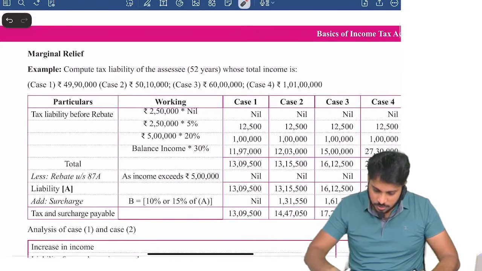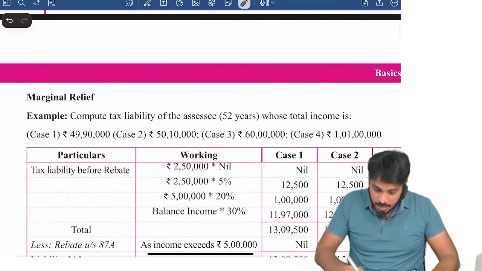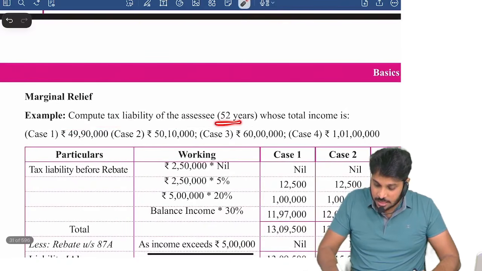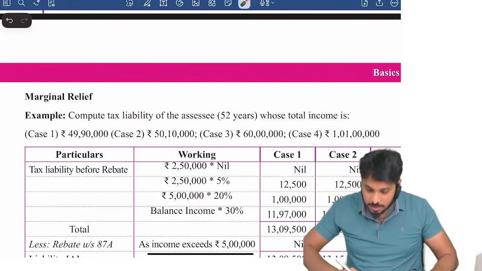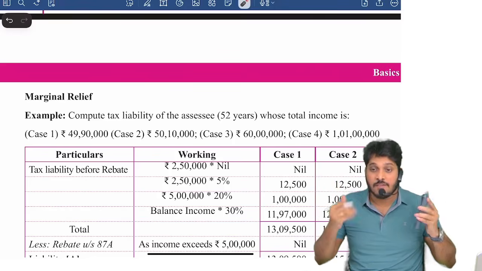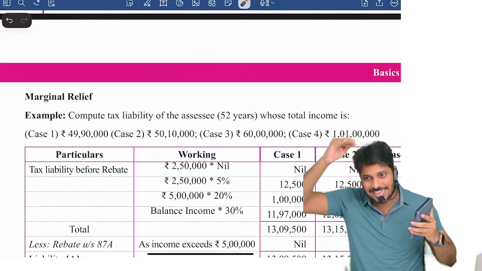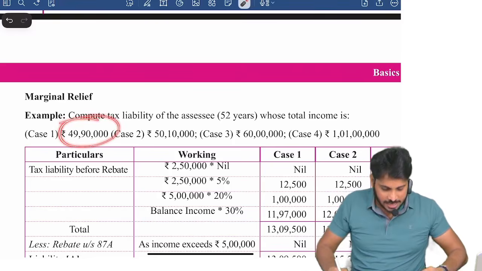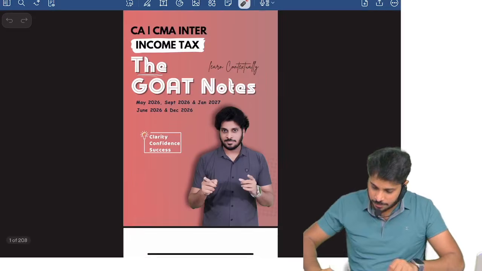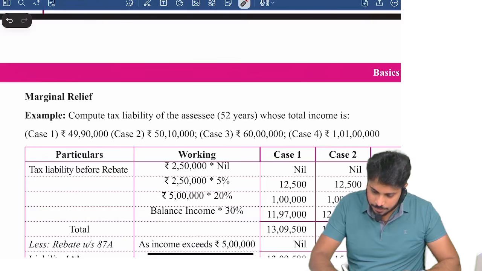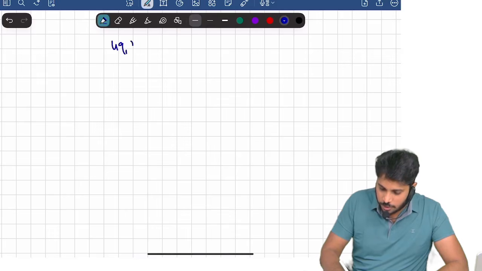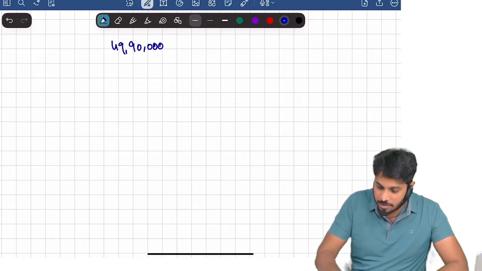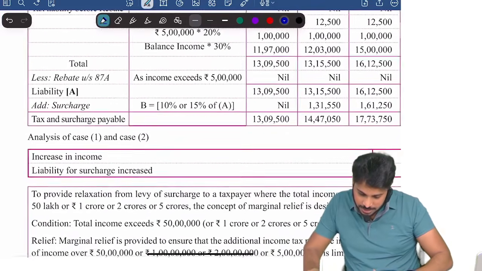Next, then surcharge points we already understood. Surcharge point. Now you see there is an example which is given. Compute tax liability of the individual, 52 years, whose total income is given in 4 cases. Whose total income? They mention nothing. Okay, we assume the total income is in the 1-2 categories only. First, 49,90,000. Now shall I compute? No. What is the first case? 49,90,000. And remember, if nothing is mentioned, I assume that it is optional tax regime.